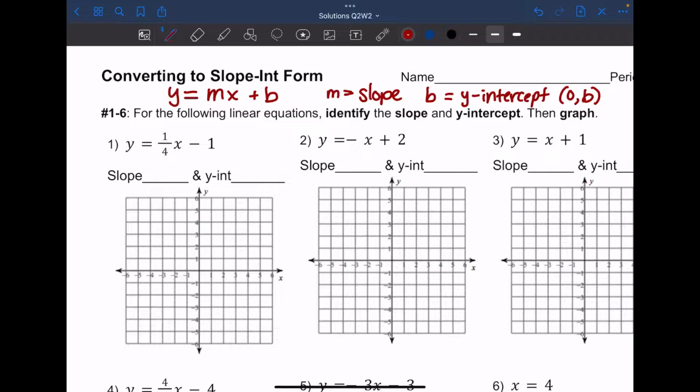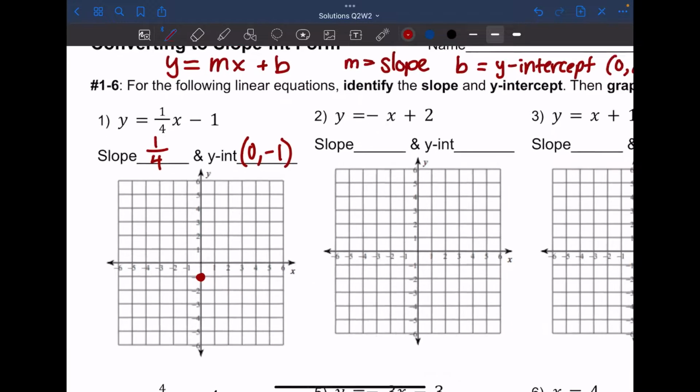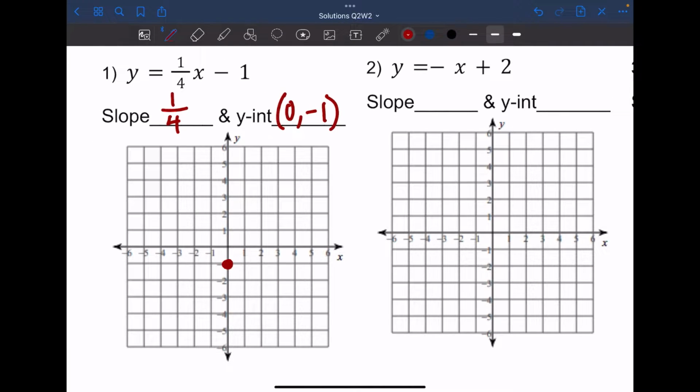and we're just going to use that value as our y-intercept. So if we take a look at this first one here, question number 1, our slope is 1 over 4, and the y-intercept is 0, comma, negative 1. So now we're going to graph, because we are supposed to identify the slope, then the intercept, and then graph it. So we're going to start at 0, comma, negative 1, and then our slope is 1 over 4, so that means we go up 1 and then over 4.